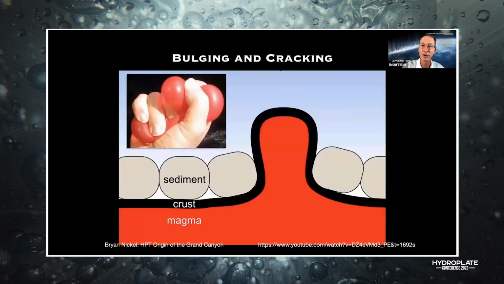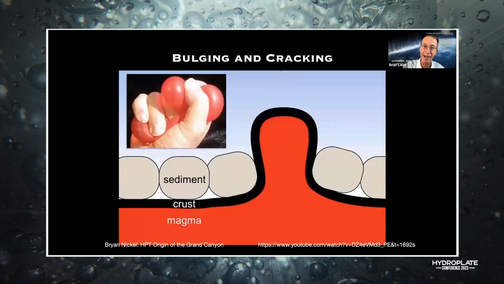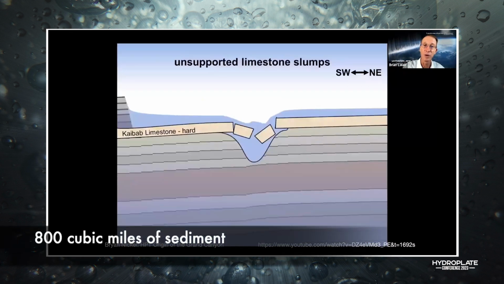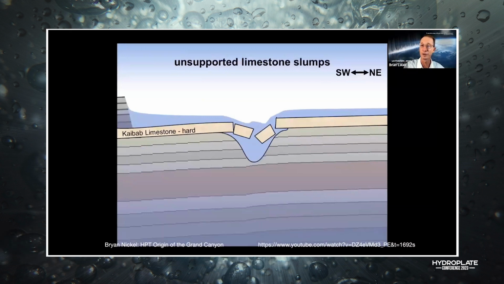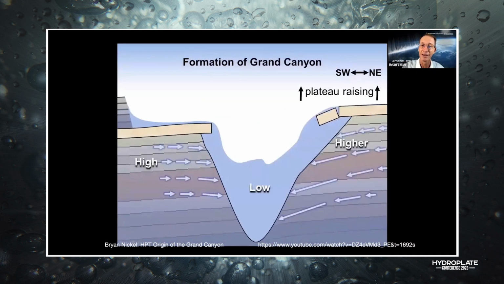And again, bulging and cracking. So now the river's cutting through that crack. The Kiabab Plateau bulged, and then there was a crack there, and the river went through the crack, and it eroded 800 cubic miles of sediment. So it bulged. This is the Kiabab Plateau. Okay, just think of that. And it bulged, then it cracked, and now all that water is going through the bottom of that crack, cutting through below the water table.